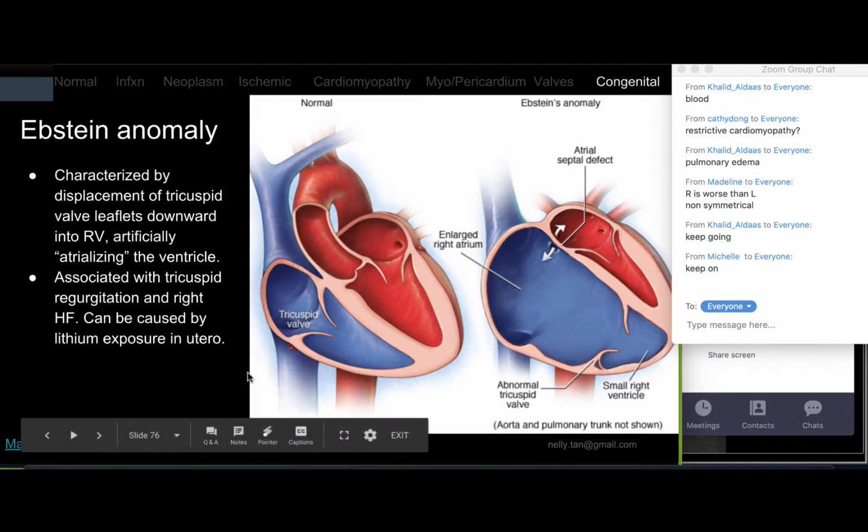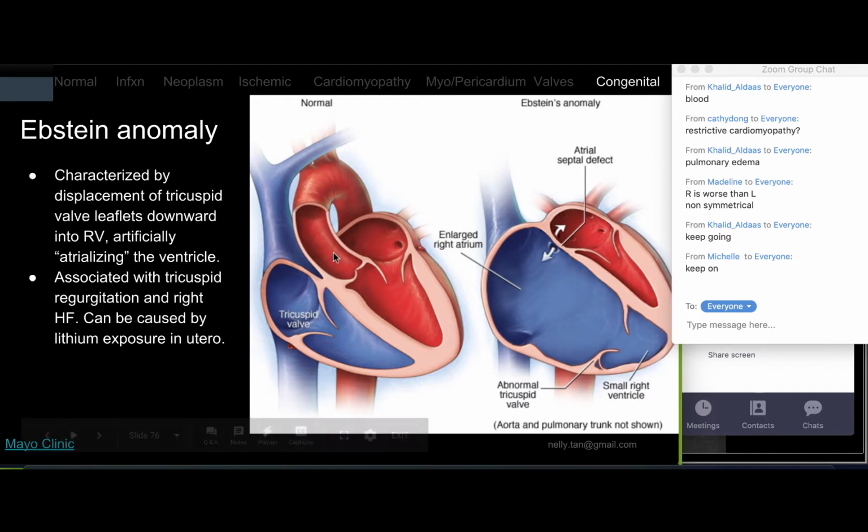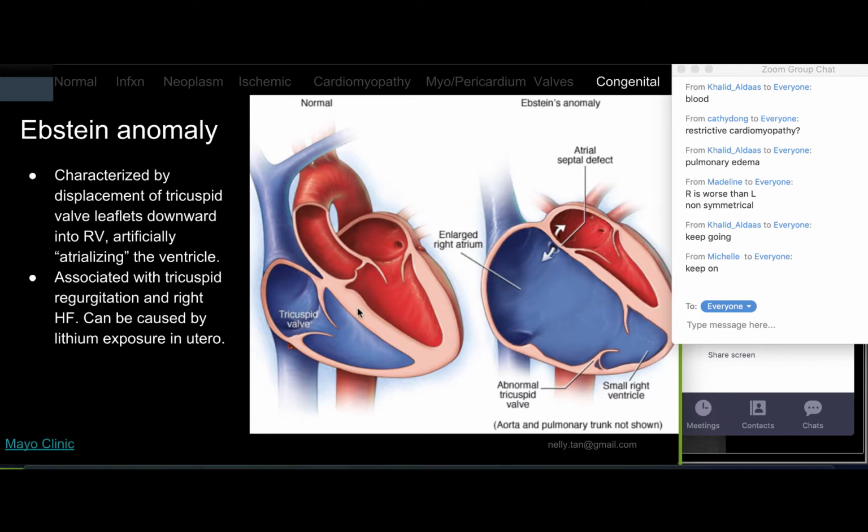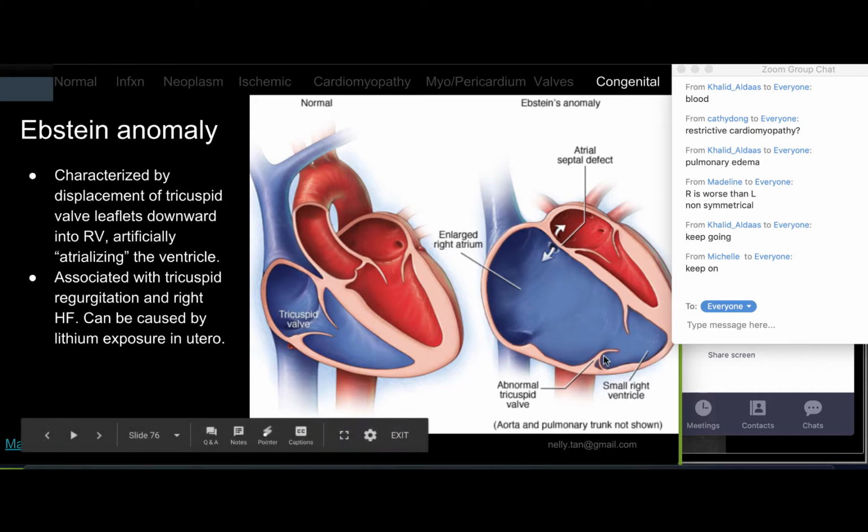Epstein's anomaly is when the tricuspid valve is in the wrong location. Normally the tricuspid is here, but in Epstein's anomaly, which is a congenital problem, it's lower down, so the ventricle becomes very, very small and sort of becomes non-functional. They call this atrialization of the right ventricle because the valves are in the wrong place.